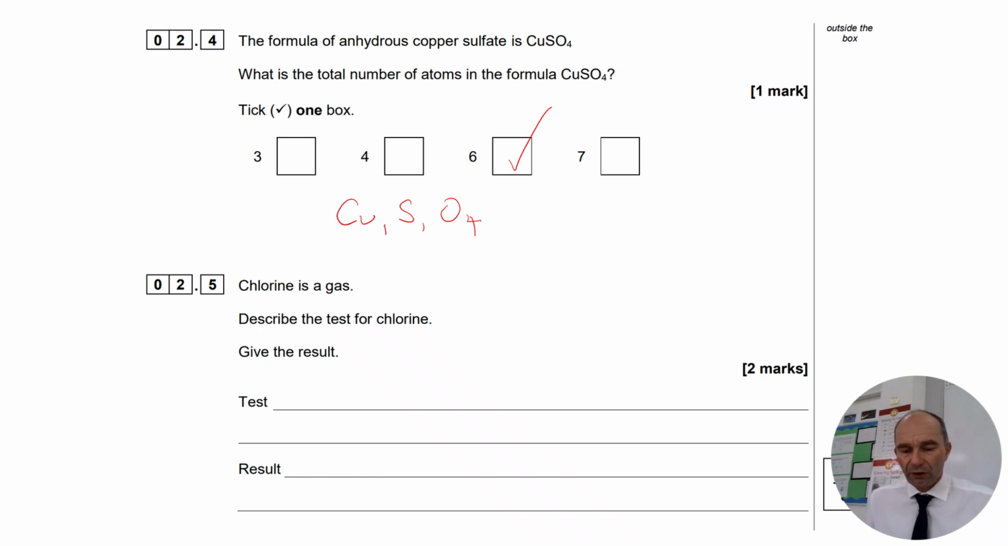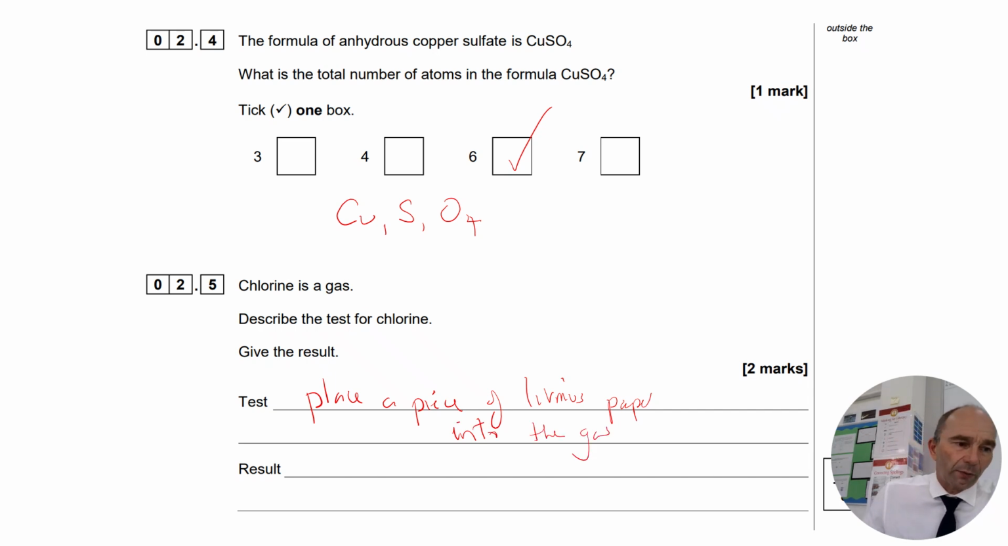Describe the test for chlorine, give the results. Now, what you would do is you would place a piece of litmus paper into the gas, or hold it at the test tube where the gas is being produced.